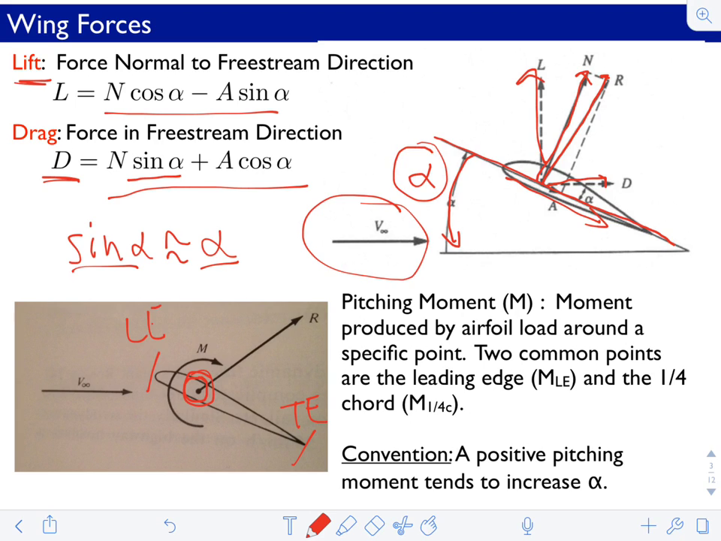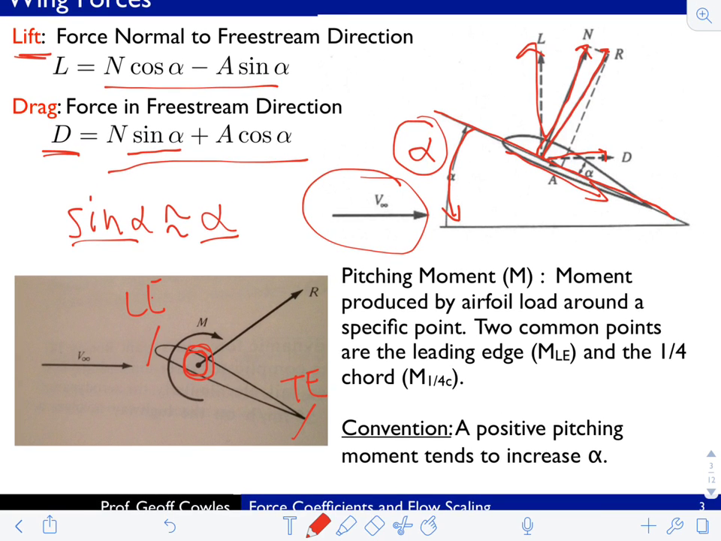Another important point is the convention. A positive pitching moment tends to increase alpha. So if the resulting moment is trying to pitch it back, that is a positive pitching moment. For example, if the center of pressure was forward or upstream of the quarter chord, the result would be that it would try to pitch the airfoil back, increasing the angle of attack. That would be a positive pitching moment, as shown here by this convention, the arrow turning in that direction.